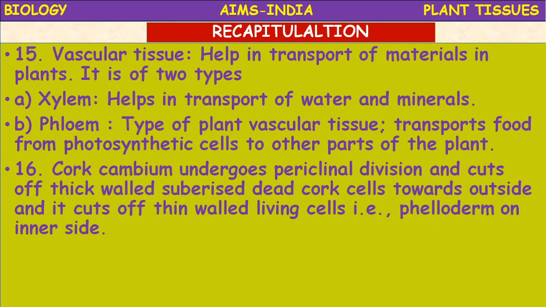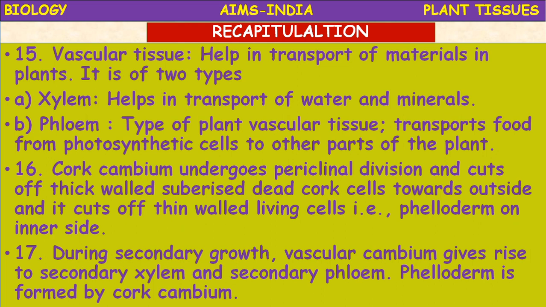Cork cambium. Cork cambium undergoes periclinal division and cuts off thick-walled suberized dead cork cells towards outside, and it cuts off thin-walled living cells, that is phelloderm, on the inner side. Actually this cambium is present between the xylem and phloem. A vascular bundle consists of xylem, phloem and cambium. That cork cambium undergoes periclinal divisions.